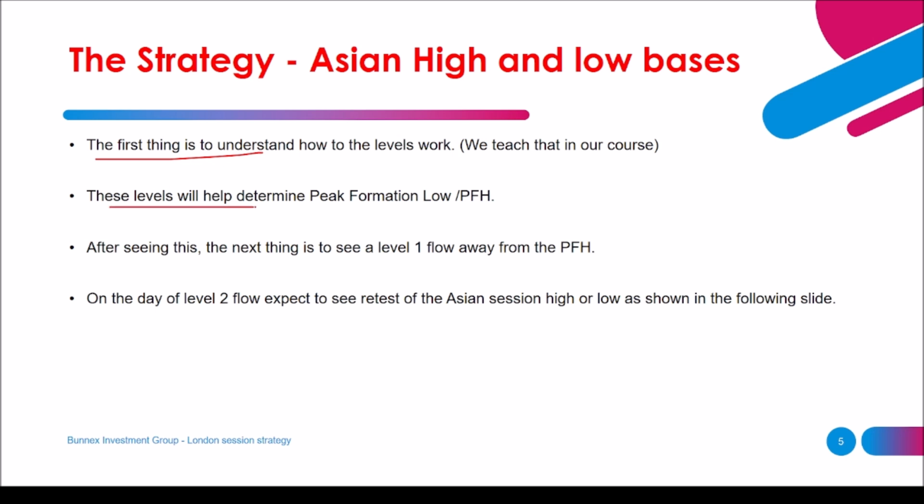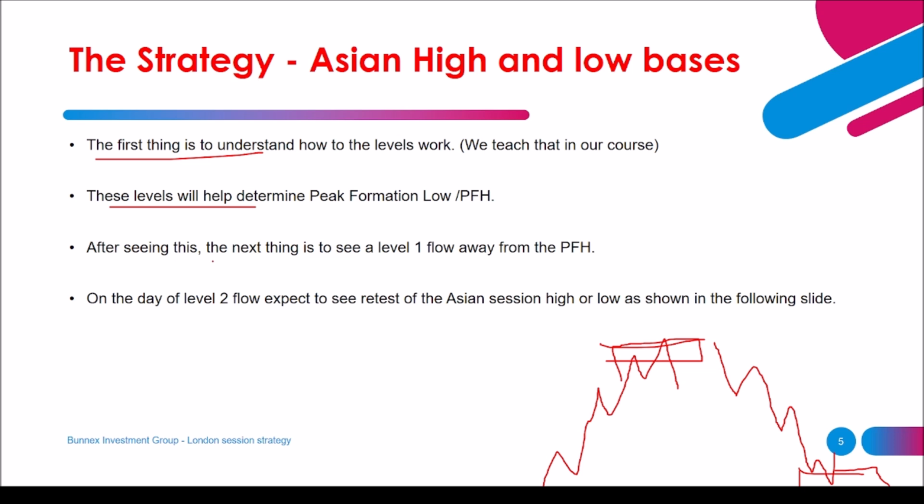These levels will help you to determine peak formation lows or peak formation highs. By peak formation, we are saying at level 3, we expect the market to reverse. So this will be a peak formation high, and this will be a peak formation low. We need these points not to trade them, but to determine and identify them by counting of levels.